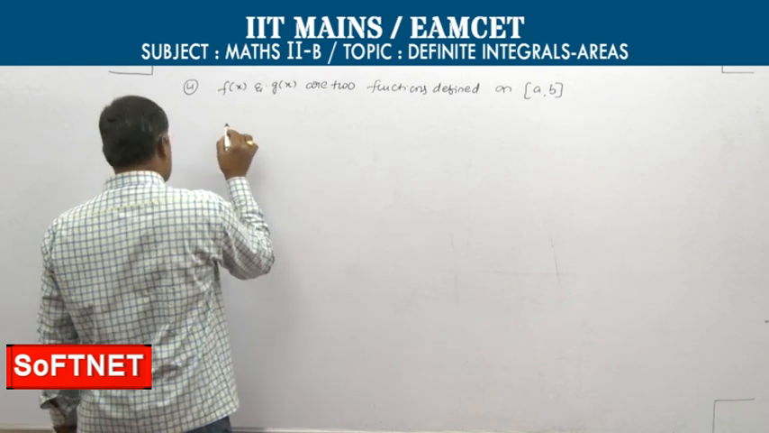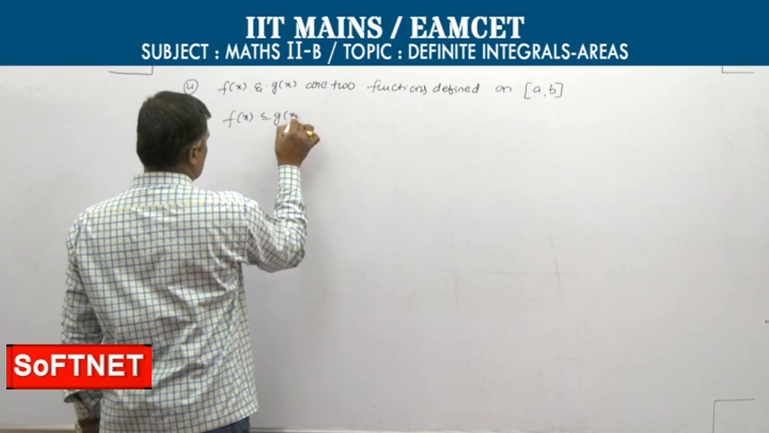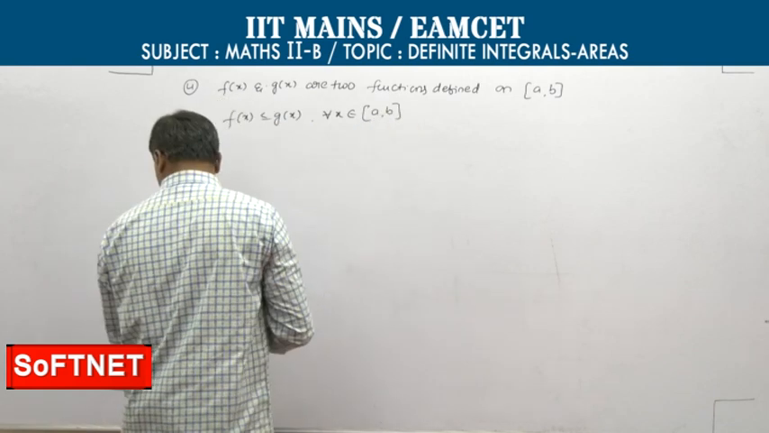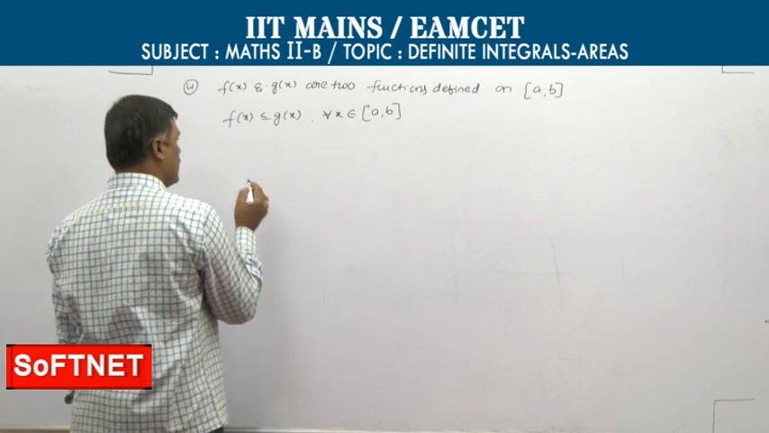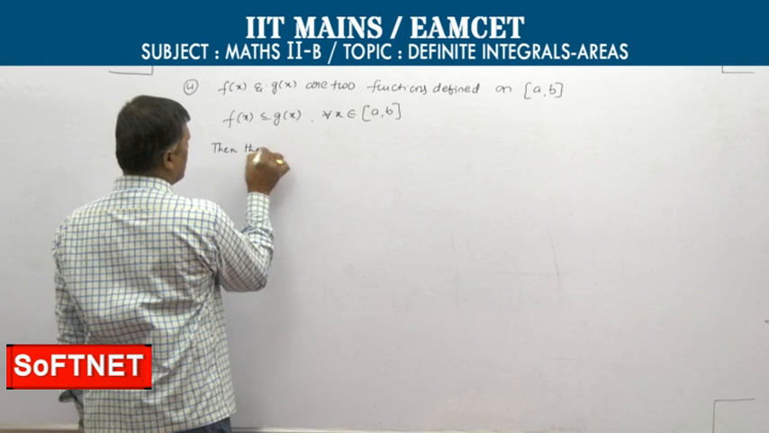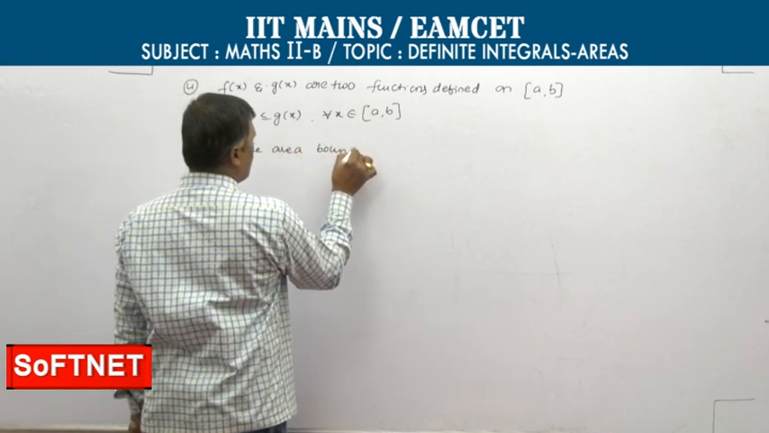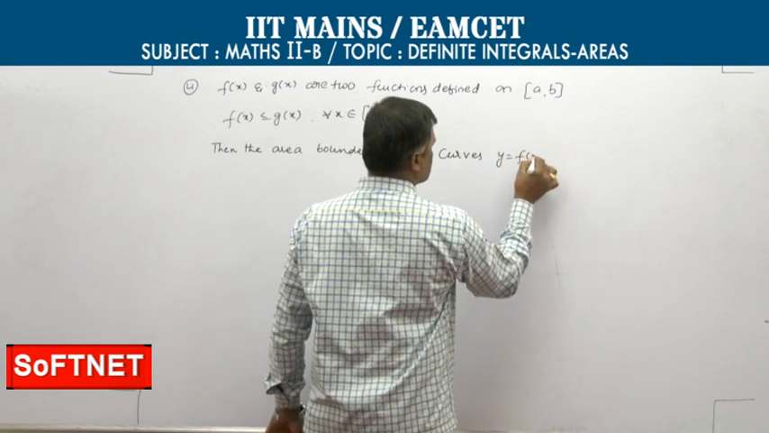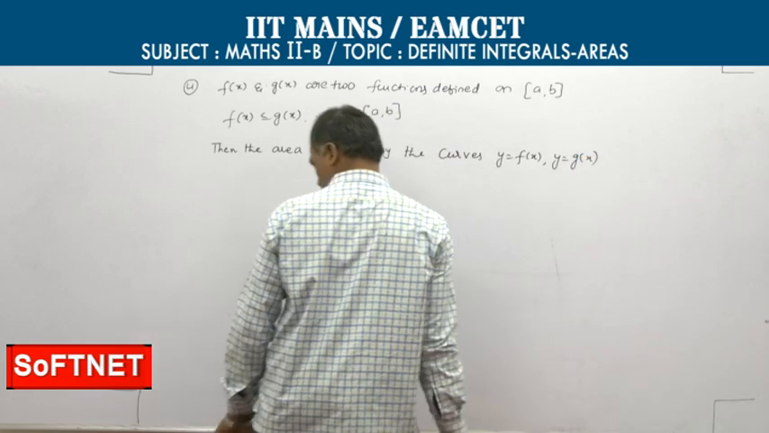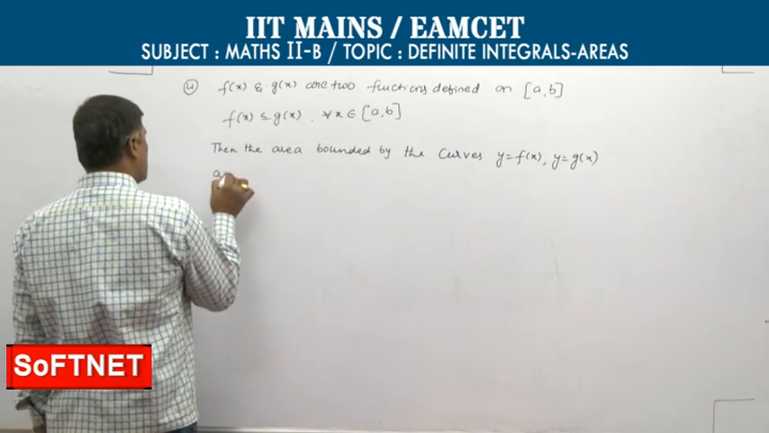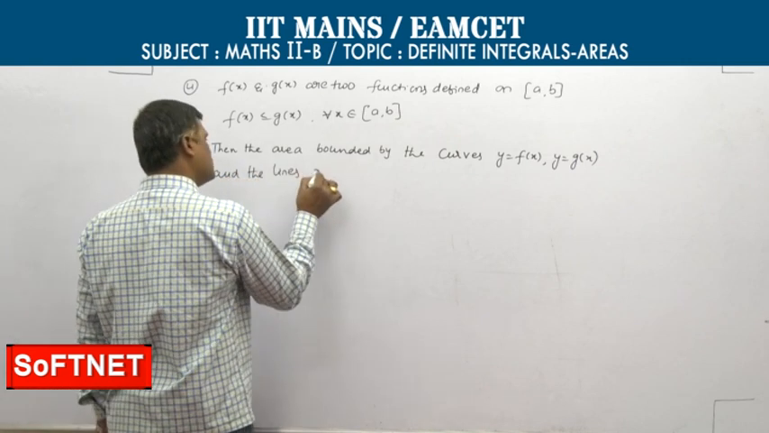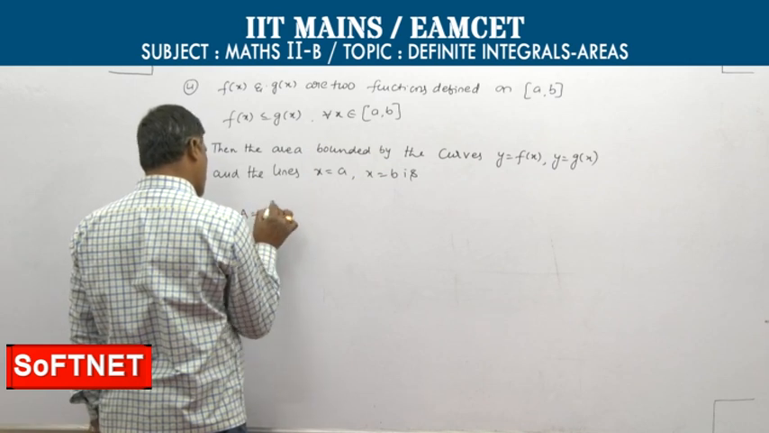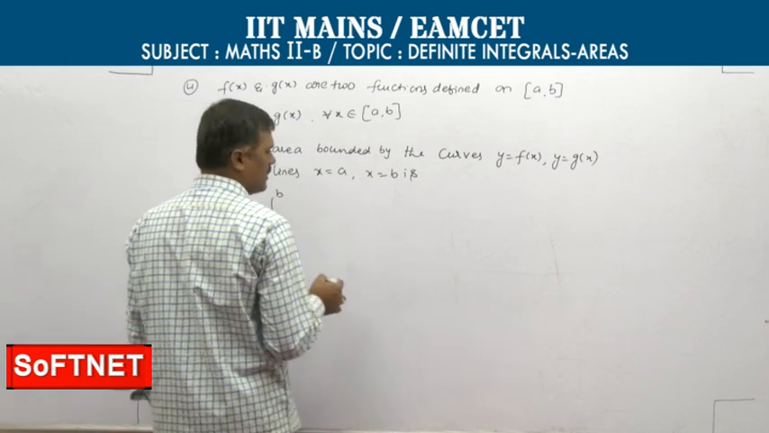If f of x is less than or equal to g of x for all x belongs to closed interval a, b, then the area bounded by the curves y is equal to f of x, y is equal to g of x, and the lines x is equal to a, x is equal to b is integral of a to b. See this figure.